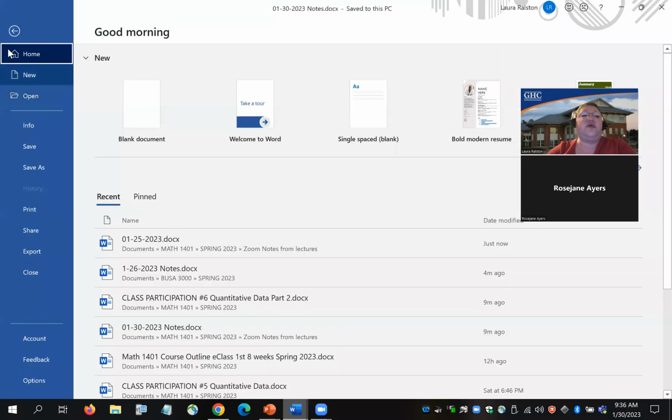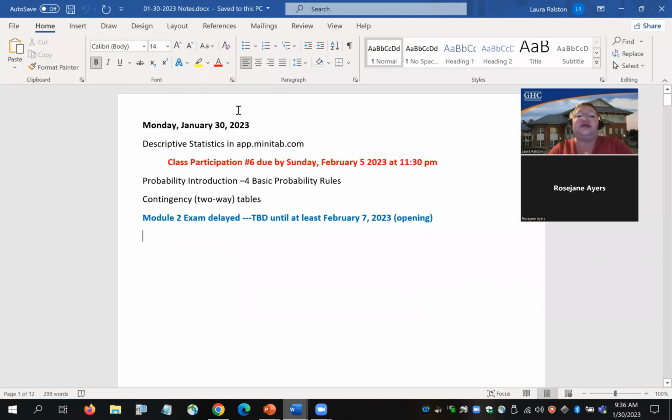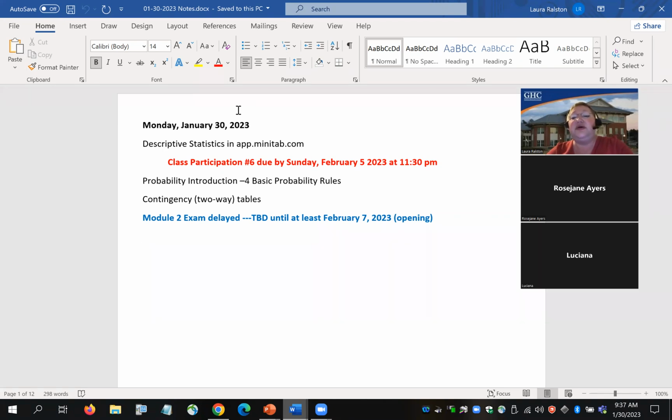The outline for today, Monday, January the 30th of 2023: we're going to look at how to do the descriptive stats in Minitab, which will also include how to create a histogram. We'll also look at how to create a box plot in Minitab, but I also want you to be able to do a box plot by hand. I think that gives you a better sense of what is taking place. Then we will do the probability introduction and hopefully get into a discussion of contingency tables.